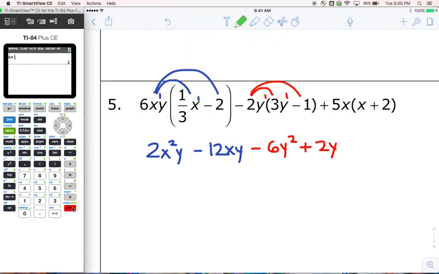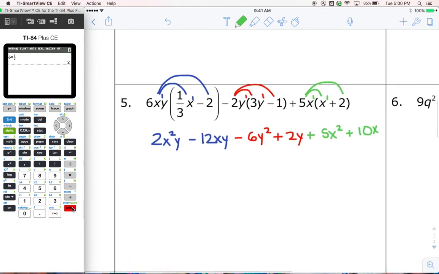So let's do 5x times x. They're both x's, so we can add up their exponents, and we've got positive 5x squared, right? Remember the 2 came from adding up the 1 plus 1. And then finally 5x times 2 is going to be a positive 10, and then I have to have an x on here that came from the outside term. And now we're checking for like terms.